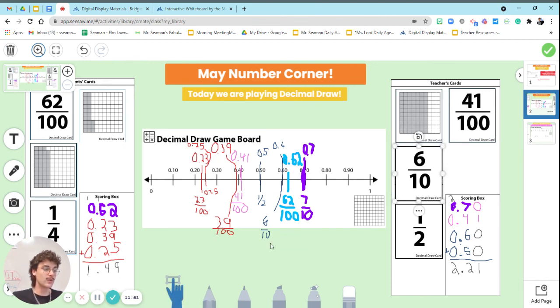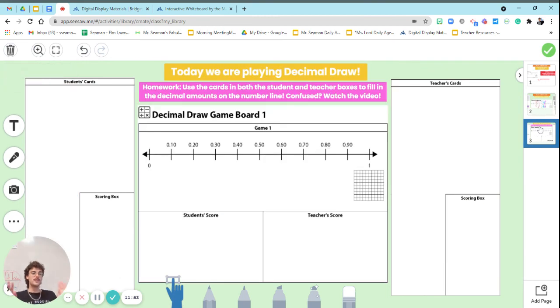So as you can see, the teacher's cards were more than the student's cards. So here is what you are going to do. There are going to be 4 different cards on each side once you get to your homework. You are going to do the same exact thing that I just did. You are going to play this game fully. And here is your score for where you put your scores. You do not have to put them in the scoring box.